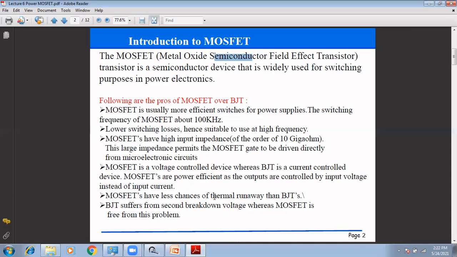Next, MOSFET has less chance of thermal runaway as compared to the BJT. We know that thermal runaway occurs in the BJT. That means when the current increases in this transistor, it creates heat, and because of the heat, the current increases again, and this cycle continues, and sometimes the device may be damaged. But MOSFET has less chance of such thermal runaway, and it may be avoided by using heat sinks. Again, the next advantage of MOSFET is that it does not go for second breakdown, whereas the BJT does.